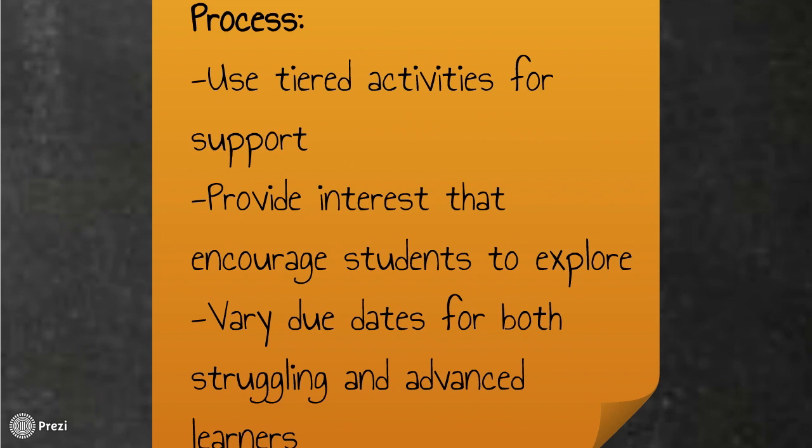Next is process. This is activities in which the student engages in order to make sense of or master the content being taught. Examples of differentiating this can include using tiered activities, providing interest centers that encourage students to explore, developing personalized task lists, or varying due dates for both the struggling and the advanced learners.